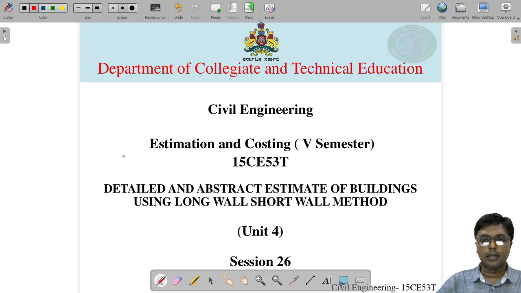Karnataka Learning Management System. In this session, we are going to discuss Unit 4 of Estimation and Costing subject of 5th semester Civil Engineering.